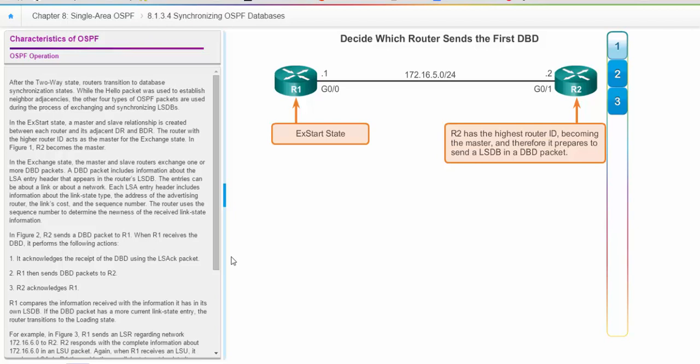In the exchange state, the master and slave routers exchange one or more DBD packets, and it includes information about the LSA entry header and appears in the router's LSDB. The entries can be about a link or about a network. Each LSA entry header includes information about that link state type and the address of the advertising router, the link's cost and sequence number. The router uses the sequence number to determine the newness of the received link state information.